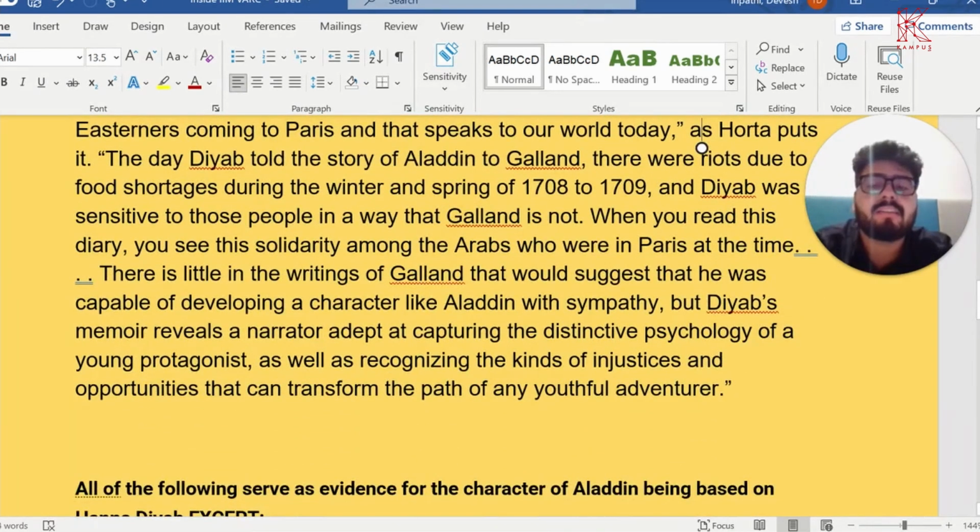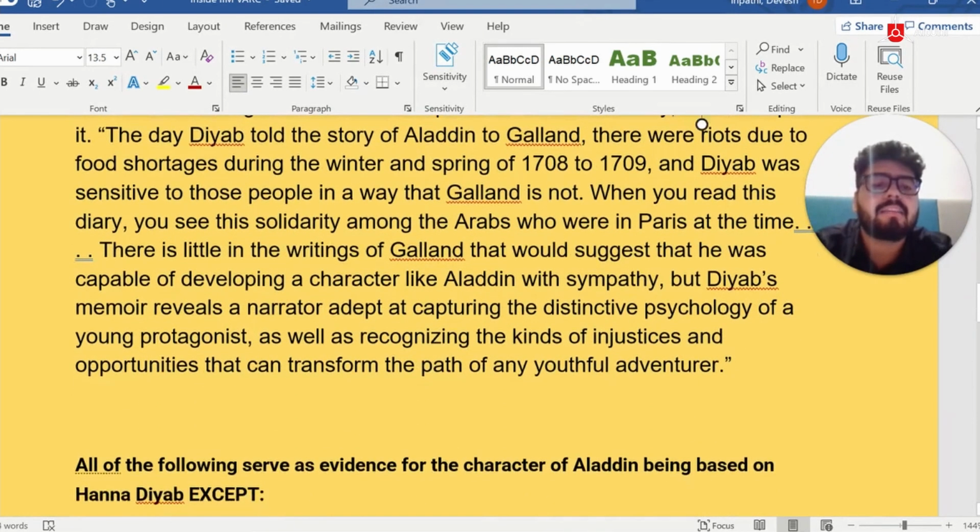As Hota puts it, the day Diab told the story of Aladdin to Galland, there were riots due to food shortages. During the winter and the spring of 1708 to 1709, Diab was sensitive to those people in a way that Galland is not. Now, Hota makes an even bolder claim. He wants to bolster his claim that Galland was not to be credited as the author of our book. Let Diab be the author, and in that particular contention, he sticks his neck out and says that there were riots due to food shortages in France between 1708 and 1709. And Diab was very, very sensitive.